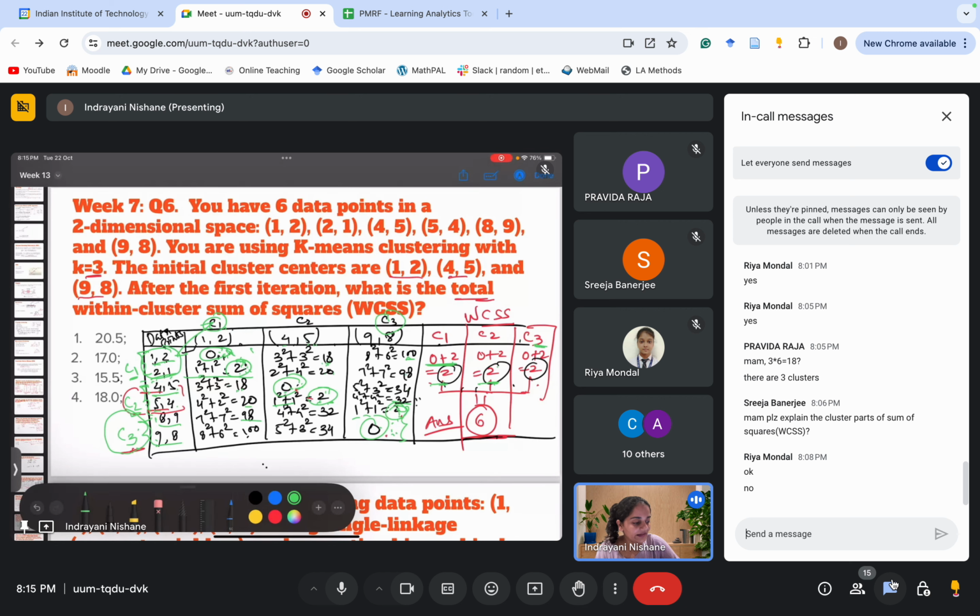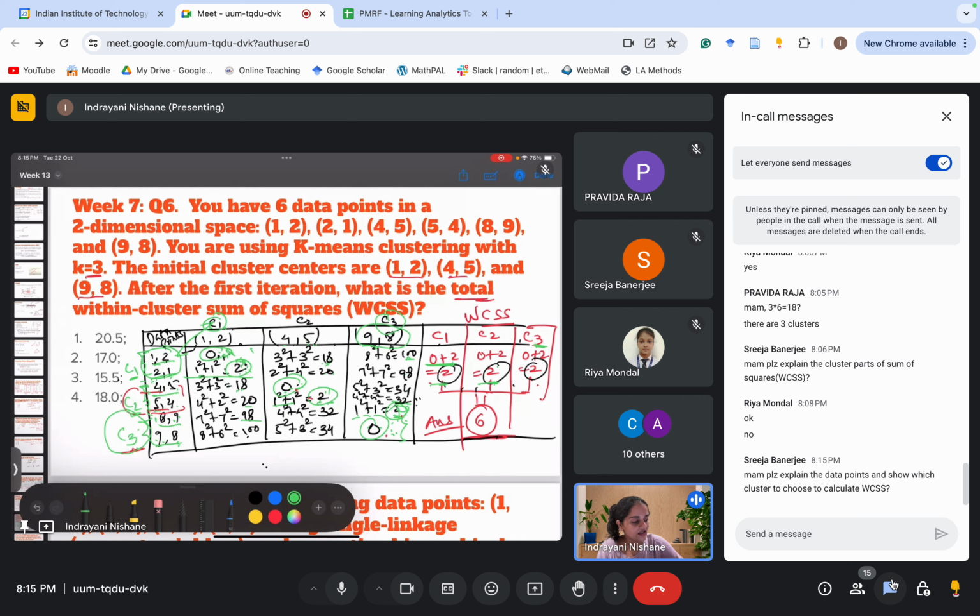Similarly for centroid 3, these two data points with centroid 9, 8, sum of square is 1 square plus 1 square, which is 2, and for 9, 8 and 9, 8 the distance is 0. So again for cluster 3, within cluster sum of square is 0 plus 2, which is 2. So now the total within cluster sum of square we are computing is 2 plus 2 plus 2, which is 6.